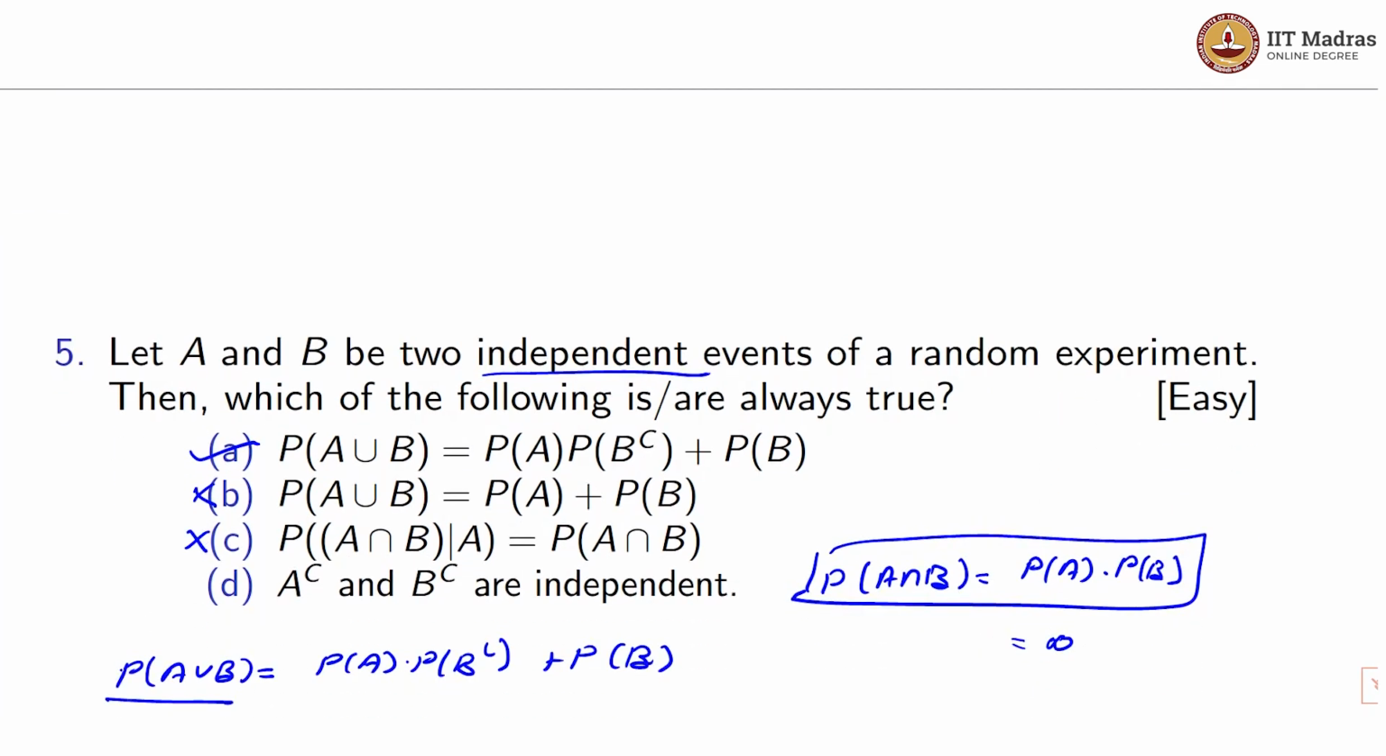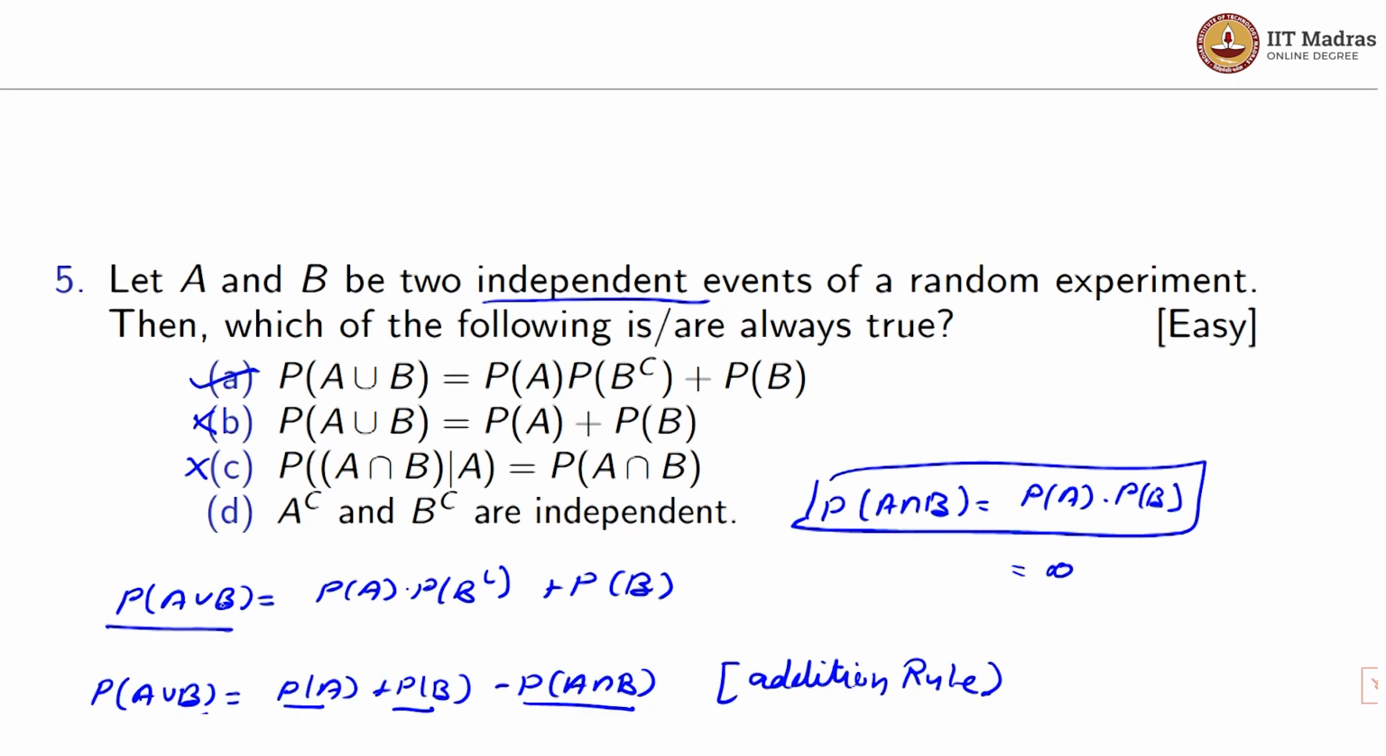Option C is wrong. Option B, A complement and B complement are independent. So let's try to prove it.